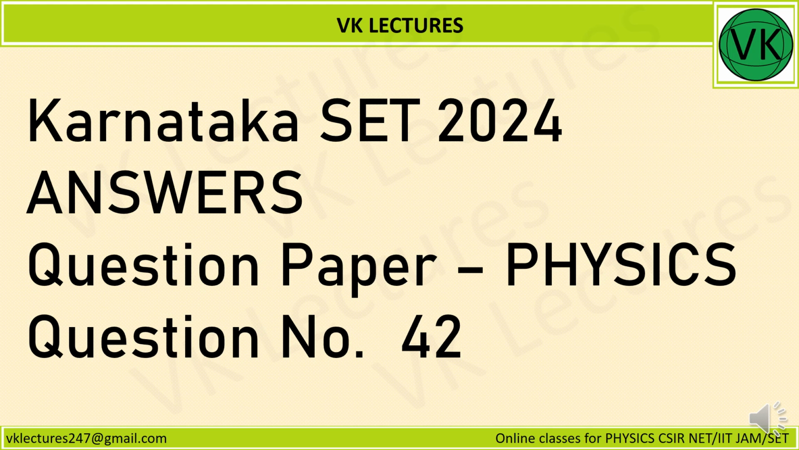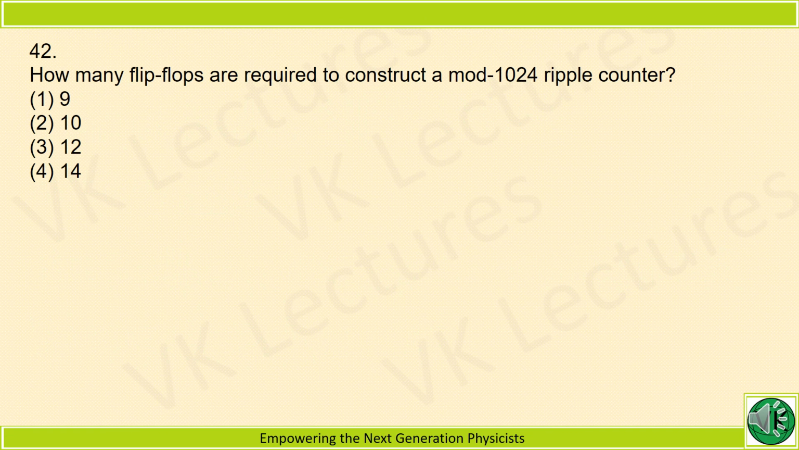In this video, we will be discussing question number 42 from Karnataka KSET 2024. How many flip-flops are required to construct a mod 1024 ripple counter? So, mod 1024 ripple counter. This means that it can count numbers from 0 to 1023. This many states are there, this many unique states.